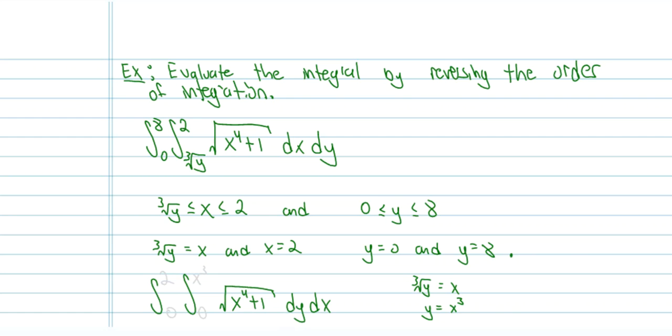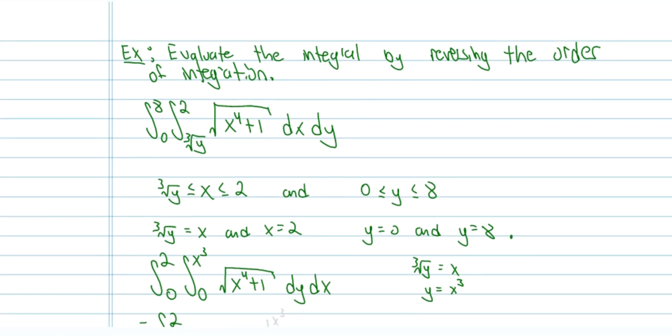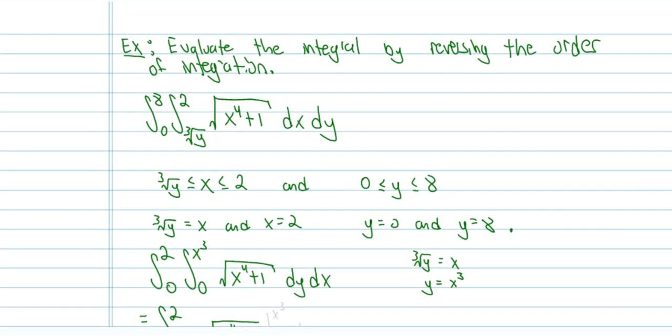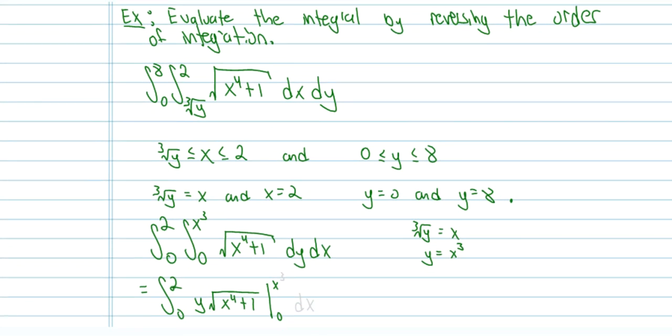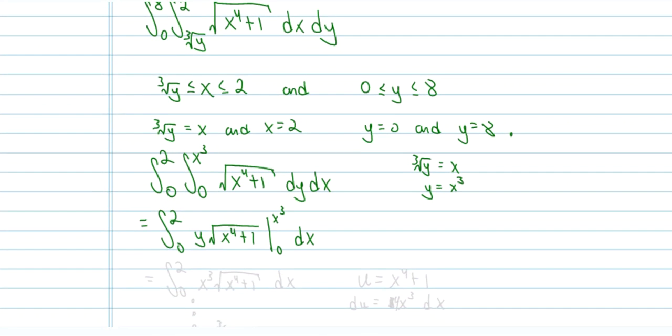So vertical heights for your y values are going to be from 0 to x cubed, and all of those vertical heights are going to change for every single x value between 0 and 2. Now we have this integral, and this is going to be quite nice because, evaluating this iterated integral, the innermost integral first, notice that the square root of x to the fourth plus 1 is a constant as we integrate with respect to y. So when we integrate, we'll get y times the square root of x to the fourth plus 1 evaluated from 0 to x cubed with respect to dx.